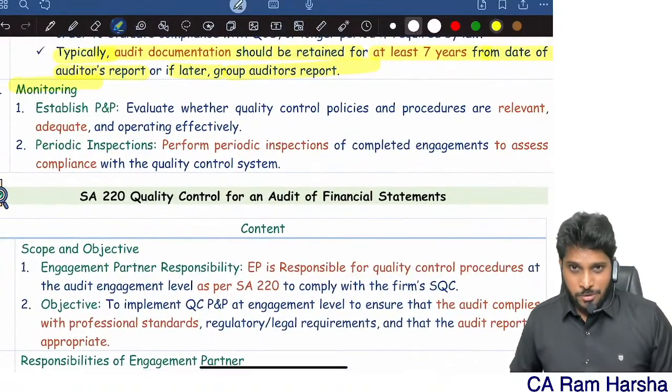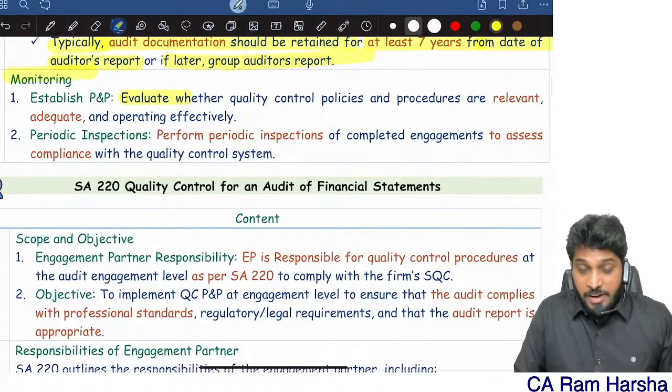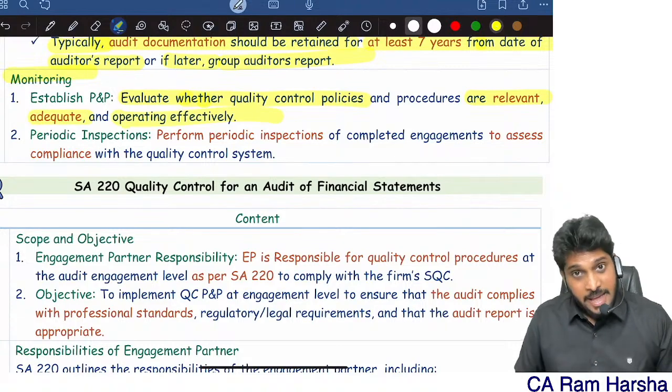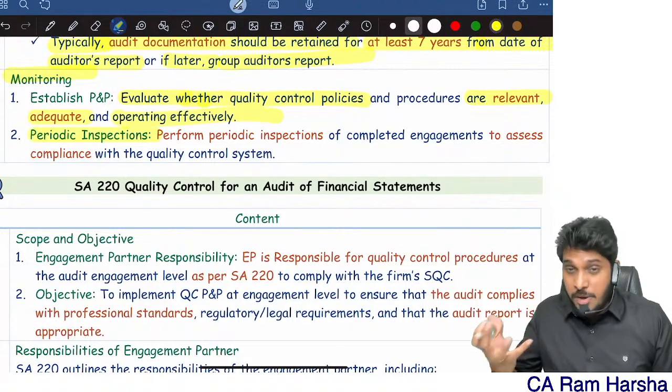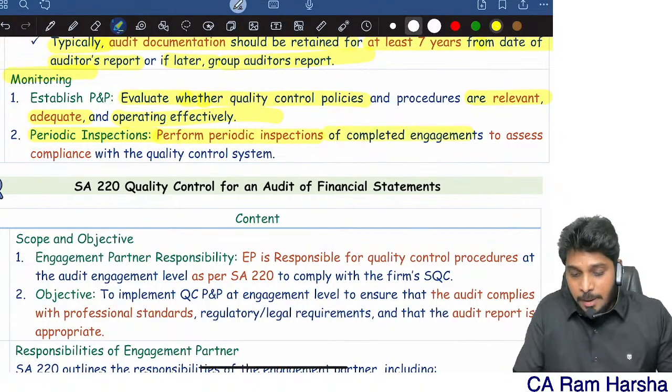Monitoring. The firm shall establish policies and procedures for monitoring. Why do we need to monitor? Monitoring is important to evaluate whether quality control policies are relevant, adequate, and operating effectively. How do we monitor? By doing periodic inspection. Perform inspections of completed engagements.